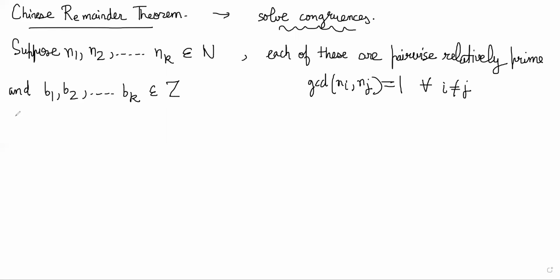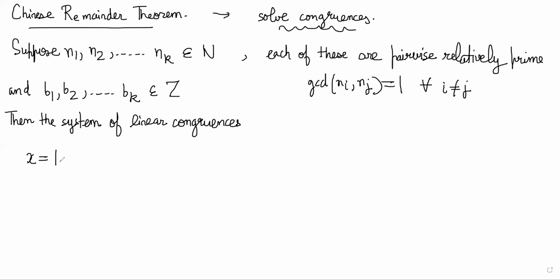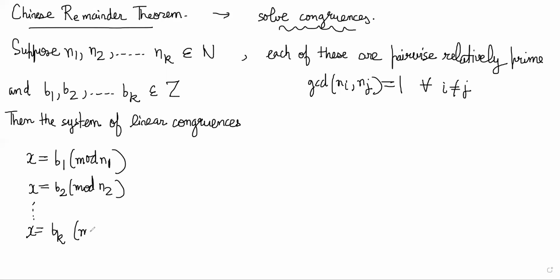Then we will have a system of linear congruences. It's a system of linear congruences rather than equations, which looks like this. x is equal to b1 mod n1. x is equal to b2 mod n2, and so on till x is equal to bk mod nk, right?